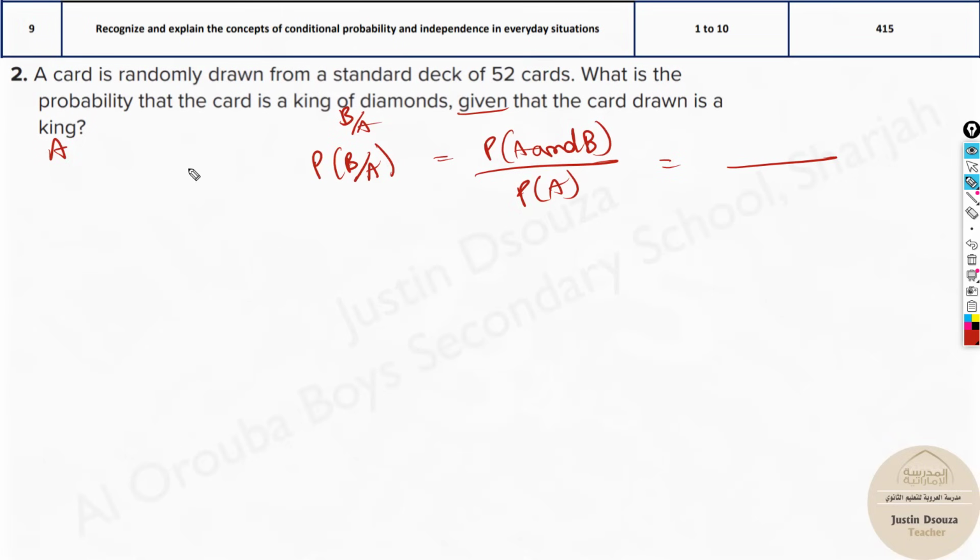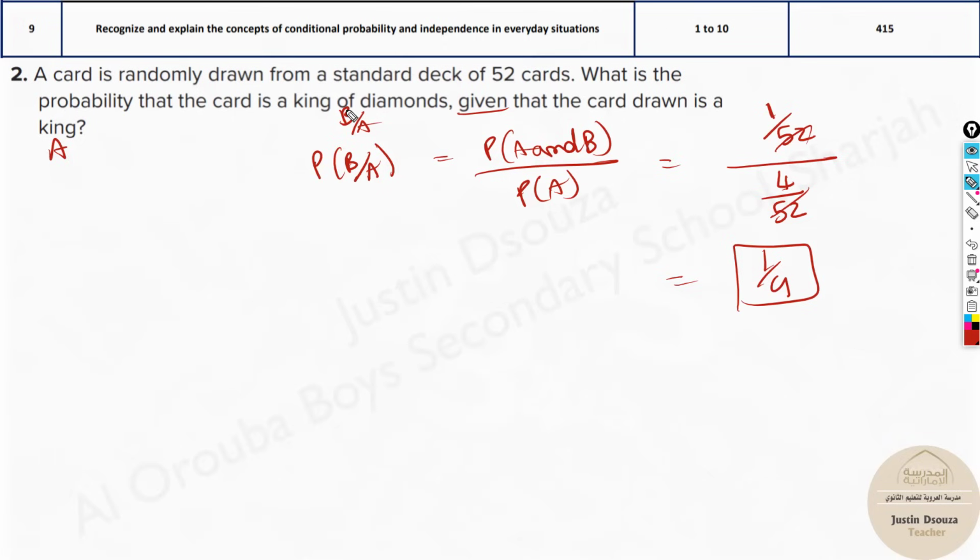Condition is over here. So what is the probability of A first? The probability of A means getting a king. What is the possibility? There are 4 kings and the total cards in a standard deck is 52. It's already mentioned, but even if they don't mention, you must know it's 52. That's the probability. And what about getting a king of diamond? It's only 1 king of diamond divided by 52. So cancel this out. It will be 1/4. So it's 25%, 0.25.